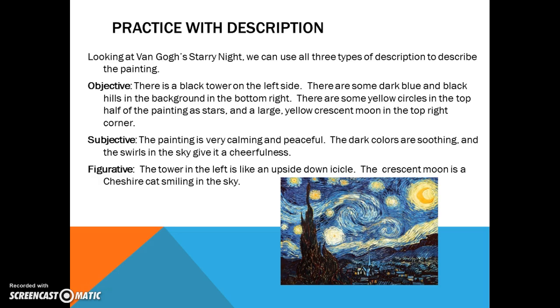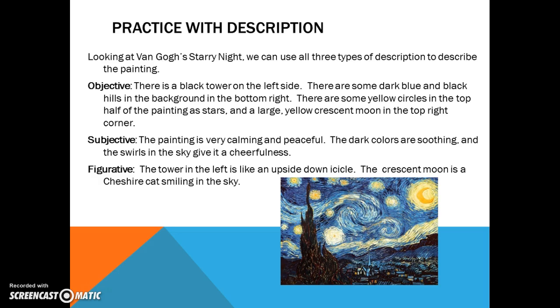So just to demonstrate the differences between the three, we have Van Gogh's painting, Starry Night. We could use all three different types of descriptions to do that. So some examples of objective description. There's a black tower on the left-hand side. There's some dark blue and black hills in the background. In the bottom right, there's some yellow circles in the top half of the painting as stars, and a large yellow crescent moon in the top right corner. Those are all objective. You and I see those same things when we look at it.